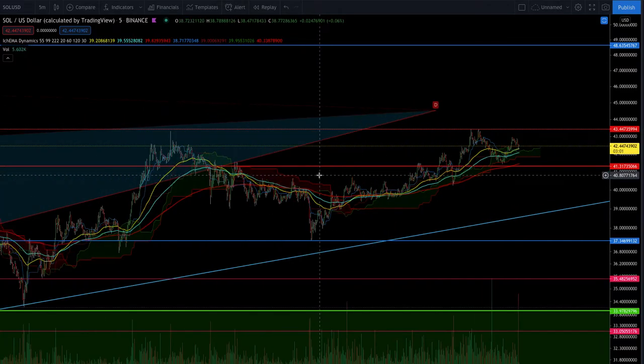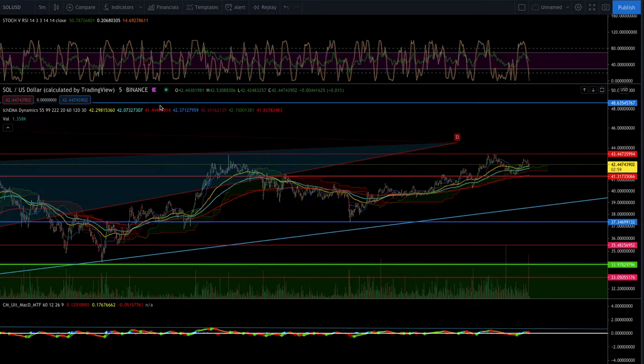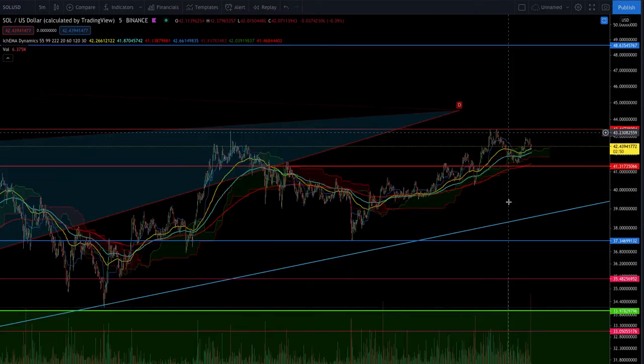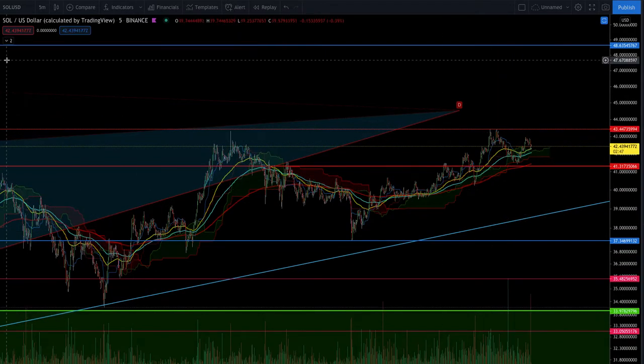So that's about it. I'll go over some other stuff later, but I'm going to be doing more stuff like this so you guys can have a better understanding of what goes on in my head when I'm trying to trade. All right, take care.